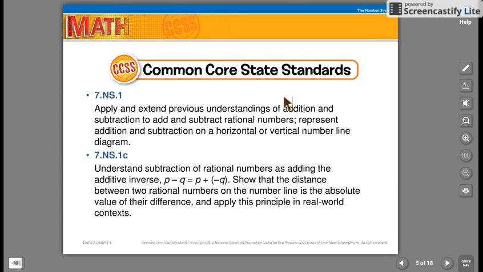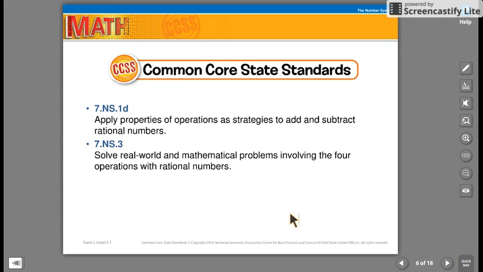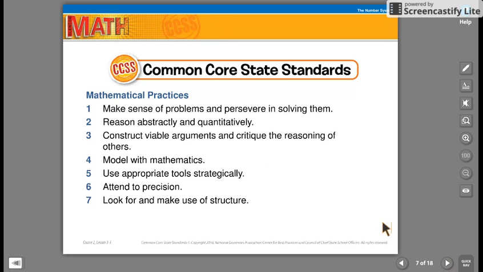Here are our Common Core State Standards, 7.NS.1 and 7.NS.1c. More Common Core State Standards, 7.NS.1d, 7.NS.3. And then here are your mathematical practices 1, 2, 3, 4, 5, 6, 7.